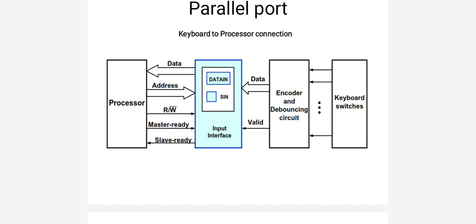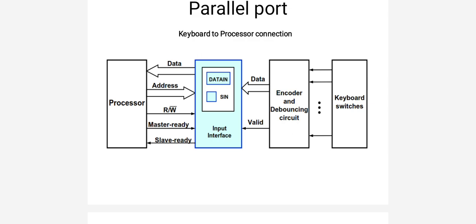And after producing the output from the encoder circuit, this information is sent to the interface circuit. And this interface circuit contains 2 registers. One is the data in register and the other one is SIN, the status flag register. And what is the use of this data in register? The data which is present on the data lines, that is the ASCII code, will be placed within the data in register.